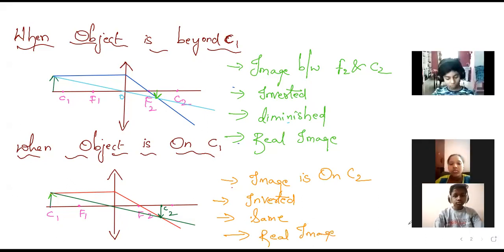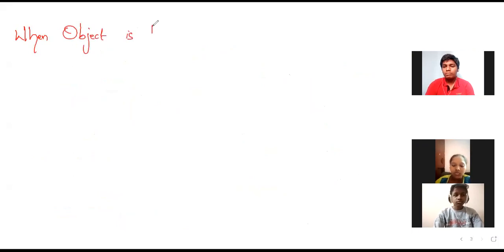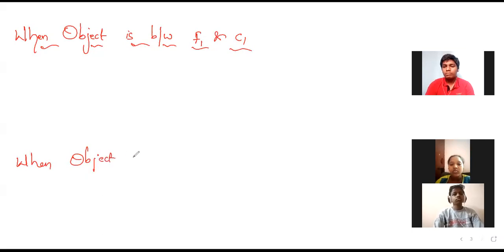Next one. What is the next concept? The next concept is when the object is between F1 and C1. And the next one is when the object is on F1. These two cases we are going to find out now.